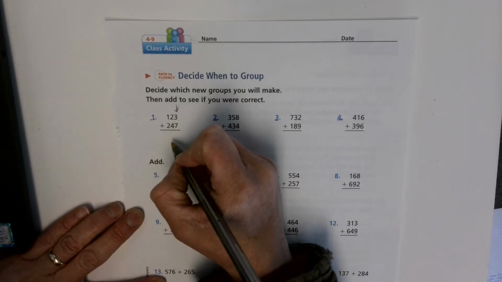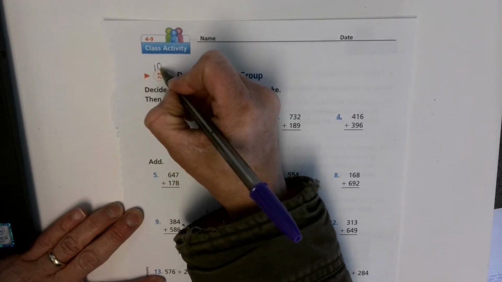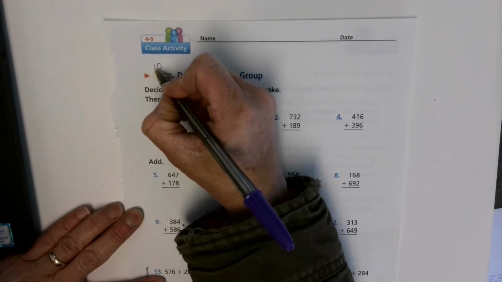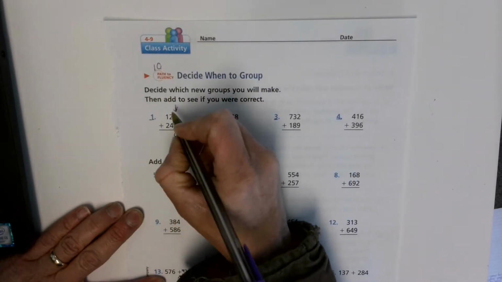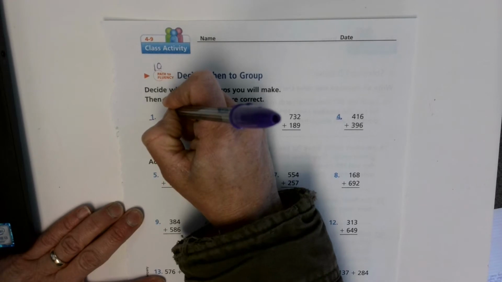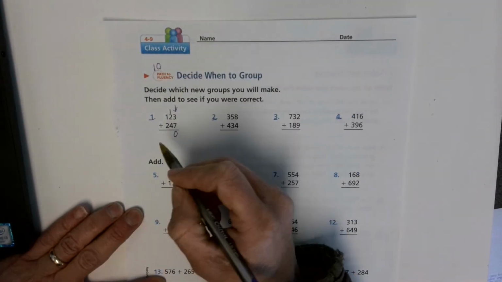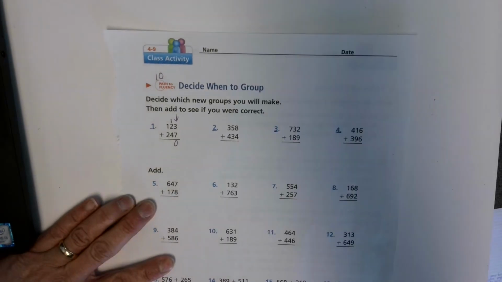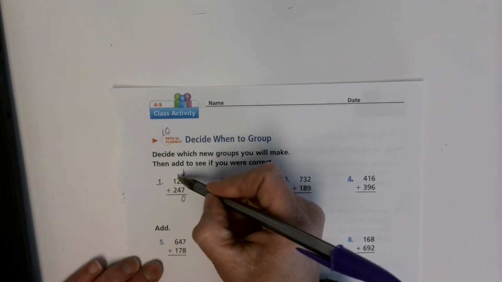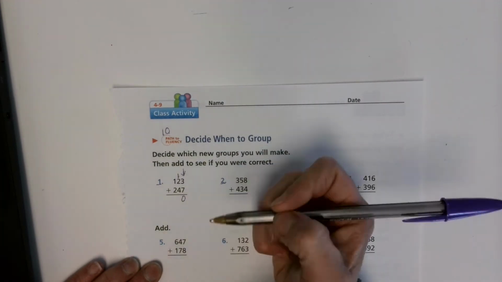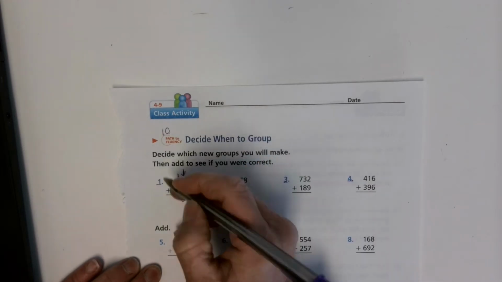So when I think of the number 10, I have a 0 in the ones place and a 1 in the tens place because I made a new group. So I'm going to put that 0 in the ones place, and I'll put that new 10, my new group, in the tens place where it belongs. Now I have 1 plus 2 plus 4. So be careful that you don't forget to add that new group. 1 plus 2 is 3, plus 4 makes 7.